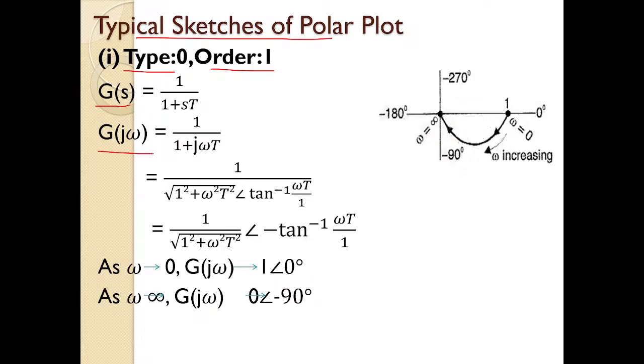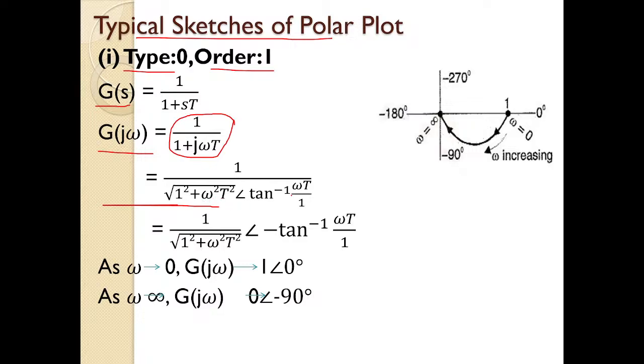You convert that into the sinusoidal form. Simply replace s by j omega. If you replace s by j omega, you will get 1 by (1 plus j omega T). Now this is our sinusoidal transfer function. For that, determine the magnitude. What is the magnitude? Root of (1 squared plus omega squared T squared).